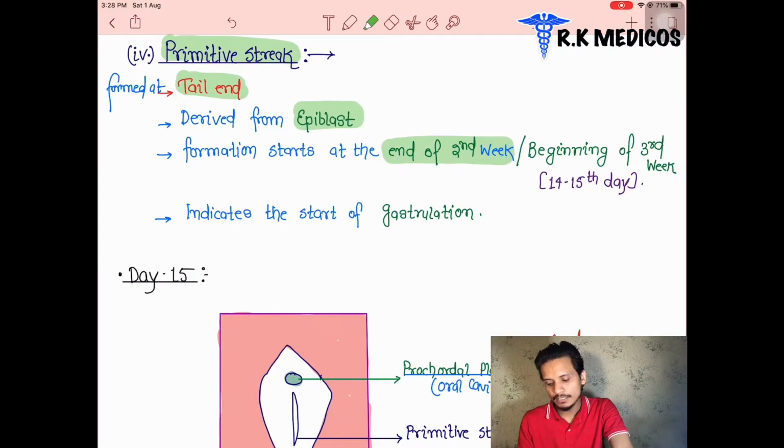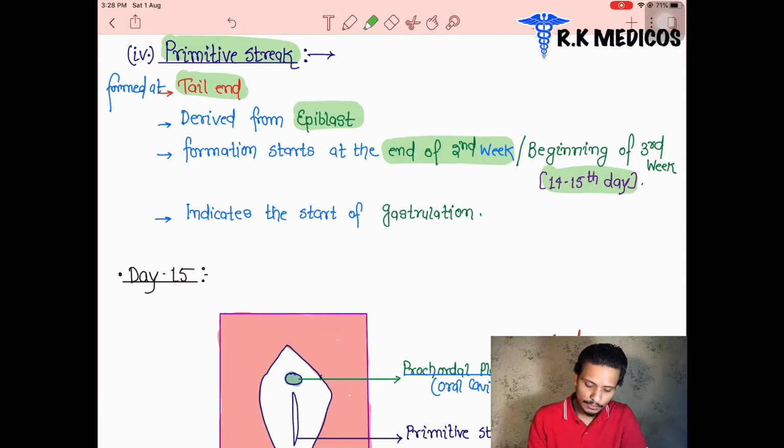They may start from the 14th day of the development of the embryo. So we can also say on the 14th day, it means second week. It means they are starting from either the 14th or the 15th day. So we can say like this, that at the end of the second week or the beginning of the third week, it indicates the starting of gastrulation.